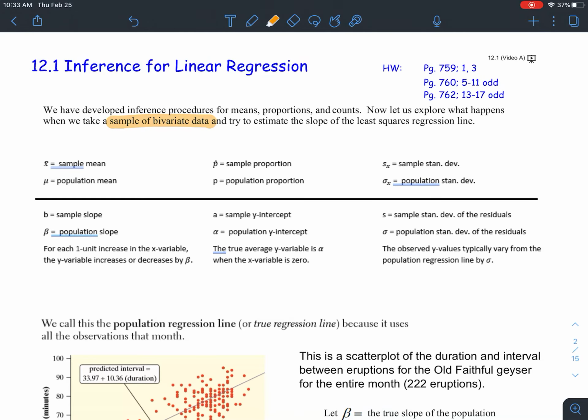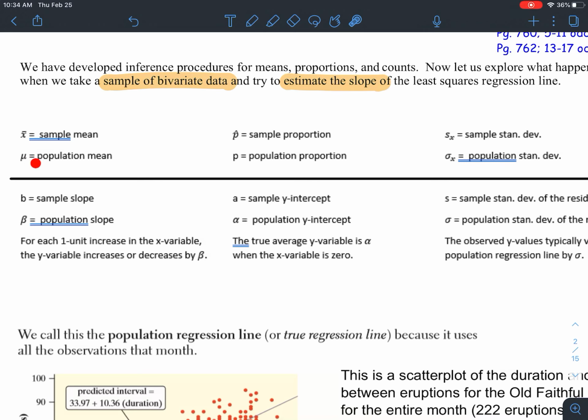Specifically, what we're interested in this section when we do inference for a linear regression is we're trying to estimate what we think the slope of a least squares regression line would be if we had the entire population of data. So when we talk about a population, there is a particular variable that we use to designate that parameter, and then there is a separate variable that we use to represent the sample. So with means, of course, we're familiar with mu and x bar, with proportions, p and p hat, and with standard deviation, sigma and s sub x.